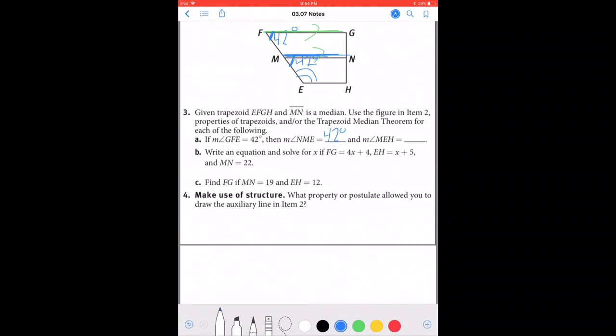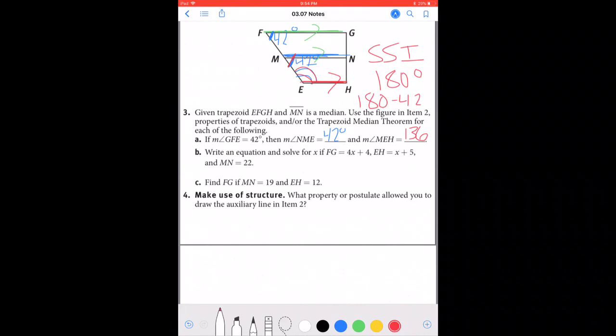And then we can say again that the other base of our trapezoid was also parallel to our median. So now we're looking at these, and if we can remember what type of angles this angle and this angle are, those were same side interior angles, and we said that those add up to 180 using the same side interior angle theorem. So if we have 42, we would do 180 minus 42. So we get 138 for angle MEH.